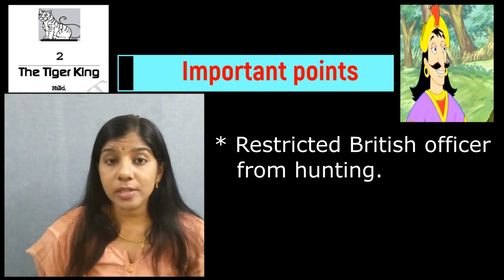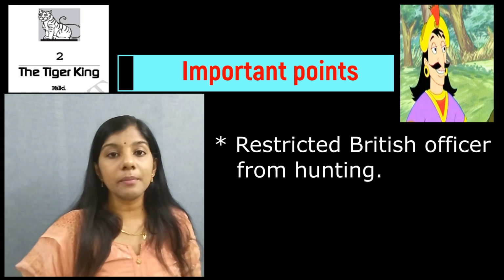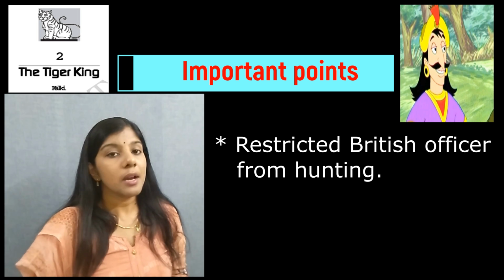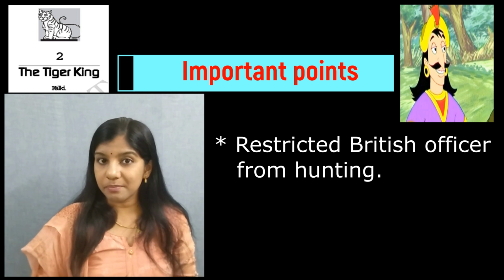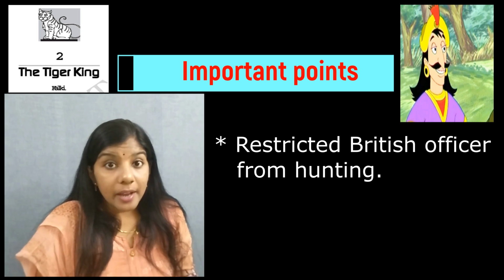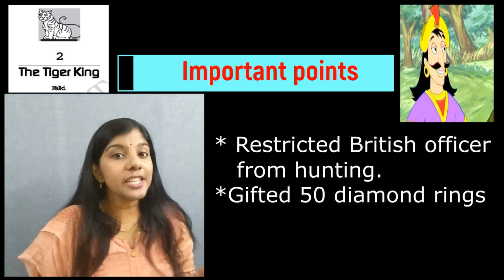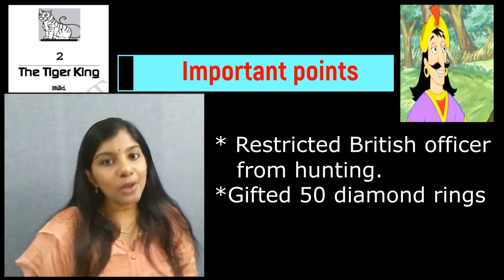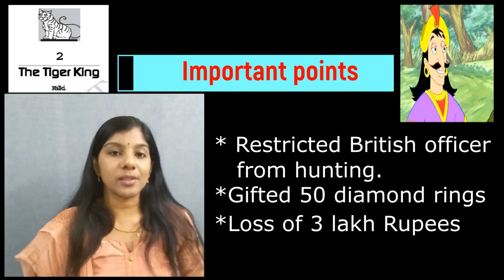The writer mentions an incident that once a British officer, who was very fond of killing tigers and taking pictures with the carcass of the tigers, wanted to hunt in Pratibandhapuram. But our Raja Junjung Bahadur said that he will not allow anyone to kill tigers except him, and this could have angered the British officer. So to cover that up, or to please the British officer, Junjung Bahadur gifted 50 diamond rings to the officer's wife to compensate for not hunting in his area. And this actually cost him a loss of 3 lakh rupees.